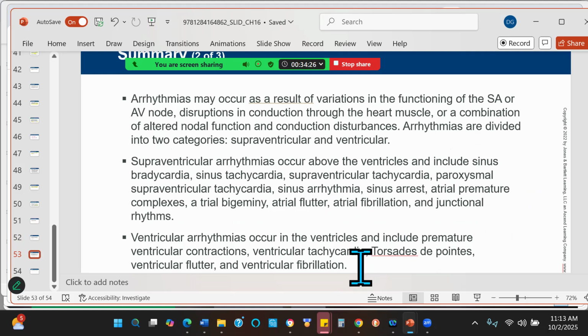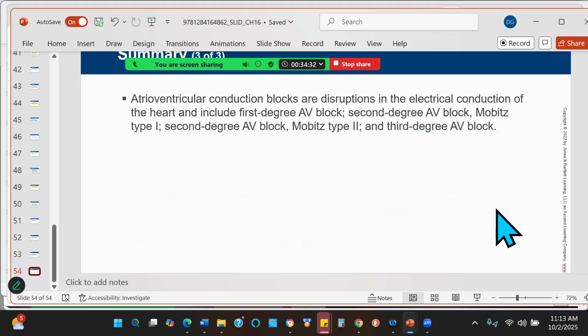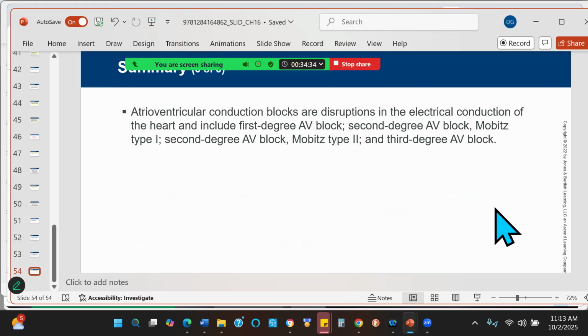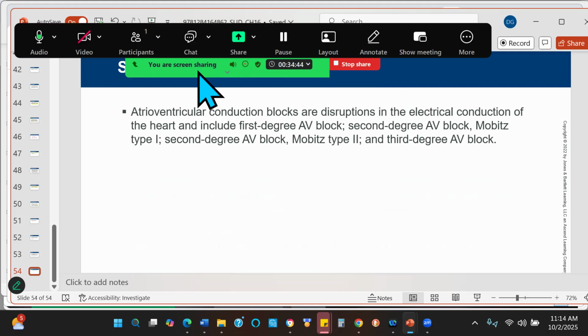Generally, we think of those as more serious arrhythmias like VTAC without a pulse and VFib. The blocks, first degree, second degree type 1, second degree type 2. I'm going to send you examples of all of these, and third degree AV block. There you go, and we did it in 35 minutes. So there's your introduction to EKGs.